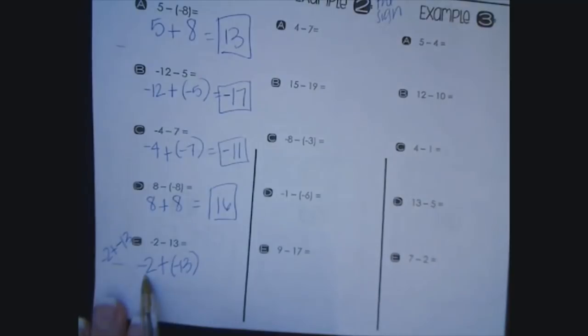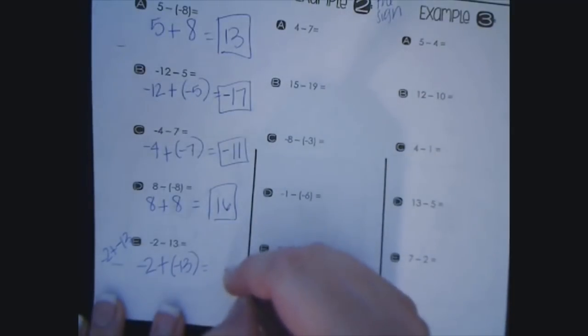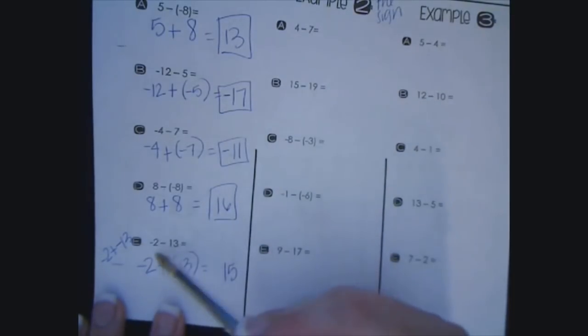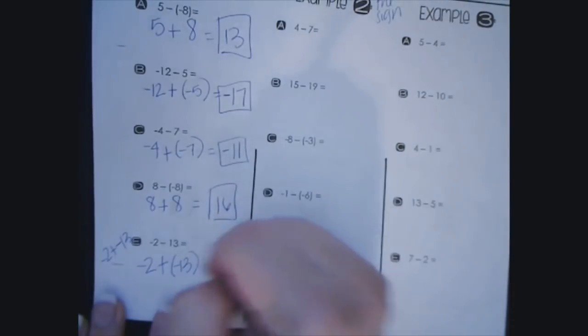So going back to this, we're going to go to our rules for addition. They have the same sign. They're both negative, so I'm going to add them together. 13 and 2 is 15, and I'm going to keep the sign. Again, both negative, so negative 15.